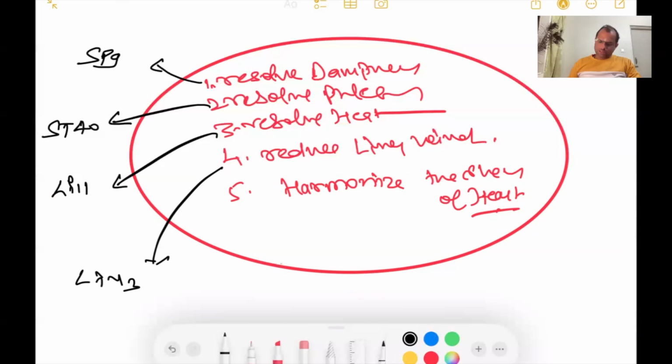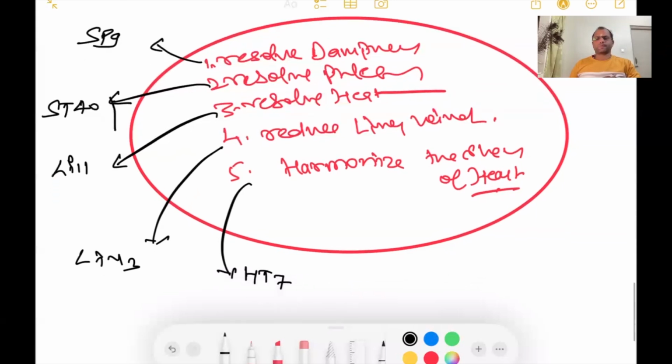Then harmonize the shen of heart. So heart 7 is the very good point for harmonizing the shen of heart. It's the very good point. Okay. Now this is the concept number 1.